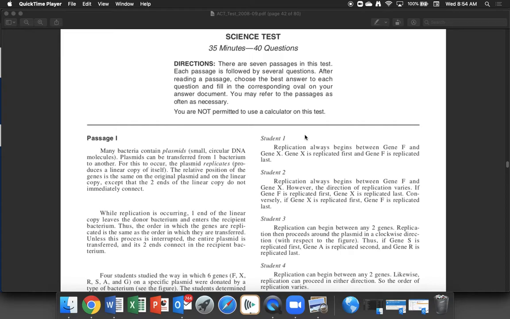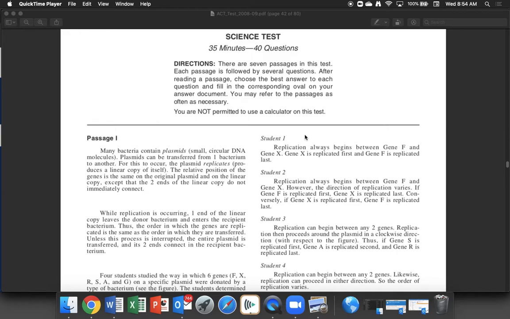The test is 35 minutes and 40 questions, much like the ACT reading. However, it does not have a standardized amount of questions per passage. Instead, it has 6 to 7 passages of any number of questions that will lead you to getting 40 done in 35 minutes. One of the challenges is that the pacing is a little bit harder on the ACT Science because the passages do not all have the same types of questions.